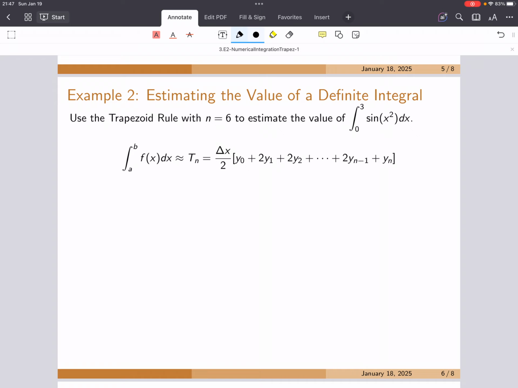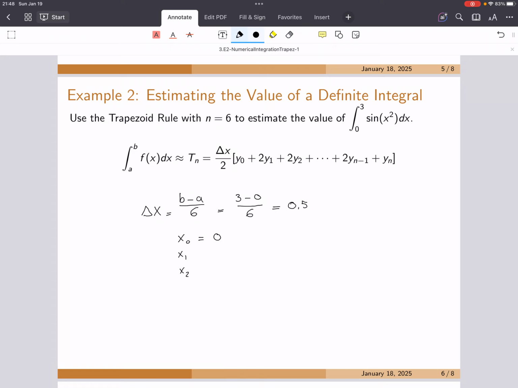Okay, so the first thing that we need to do is calculate our delta x. Our delta x is b minus a divided by 6, because we're using 6 intervals. Our b is 3, our a is 0, and we're dividing by 6, so our delta x is 0.5. So now we can determine our x0, x1, x2, etc. Our x0 is equal to 0. That's our a.